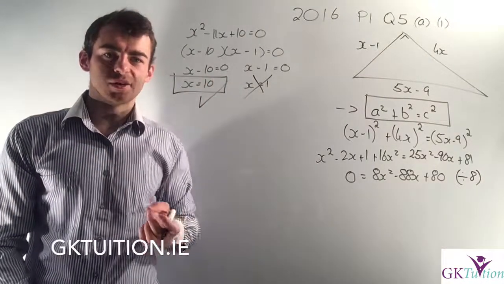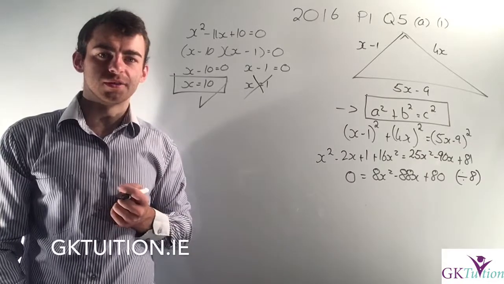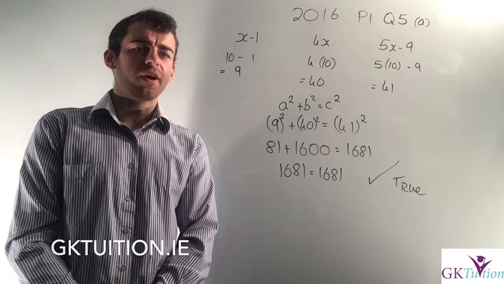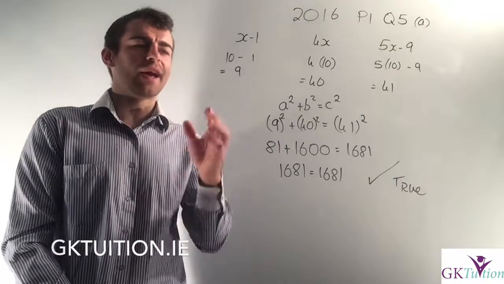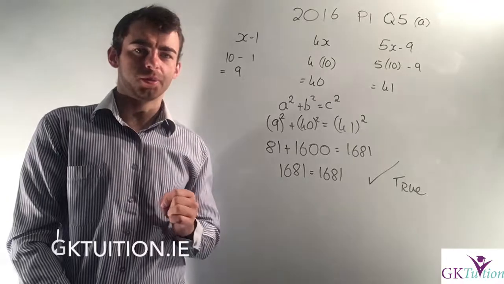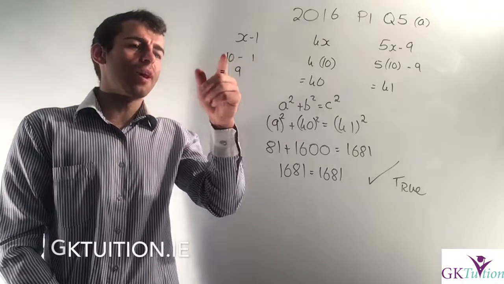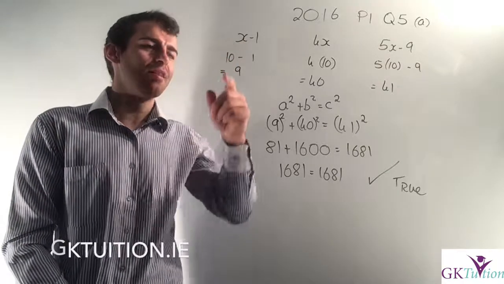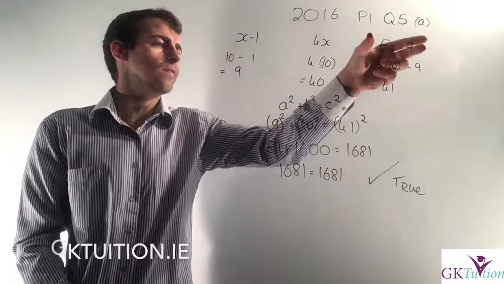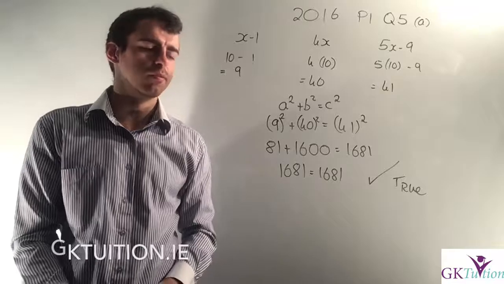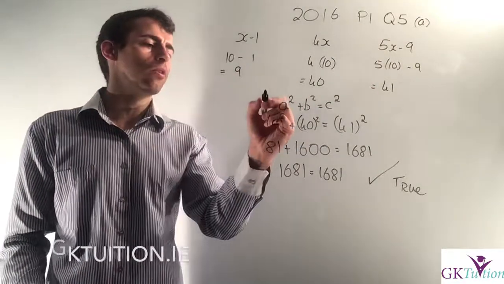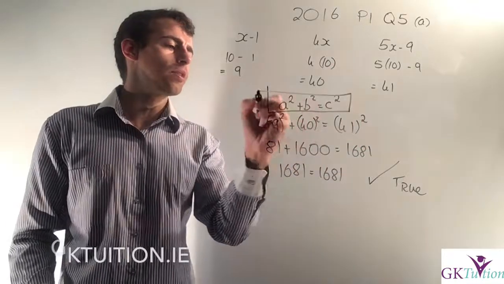So for the next part of this question now, we have to verify our answer. For part 2, I'm asked to verify using this value of x that the lengths of the sides of the triangle form a Pythagorean triple. So using the value of x from my previous answer, which is 10, x minus 1 becomes 9, 4x becomes 40, and 5x minus 9 becomes 41. Now I have to prove that 9, 40, and 41 form a Pythagorean triple.